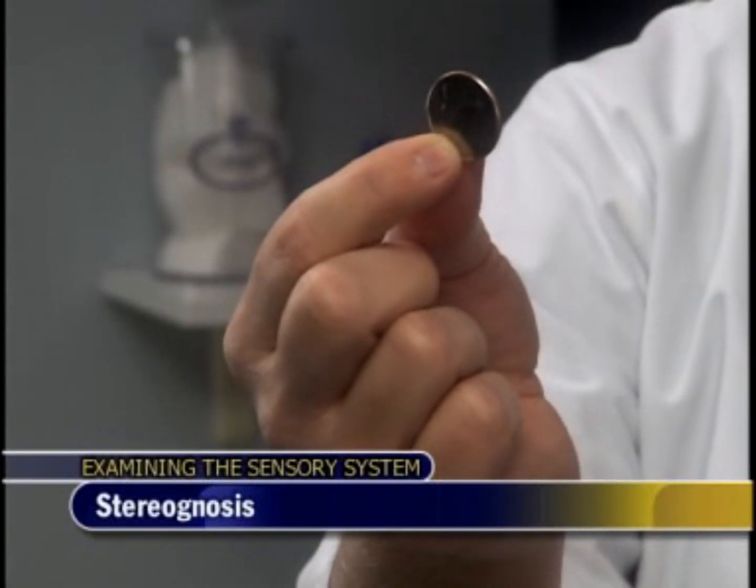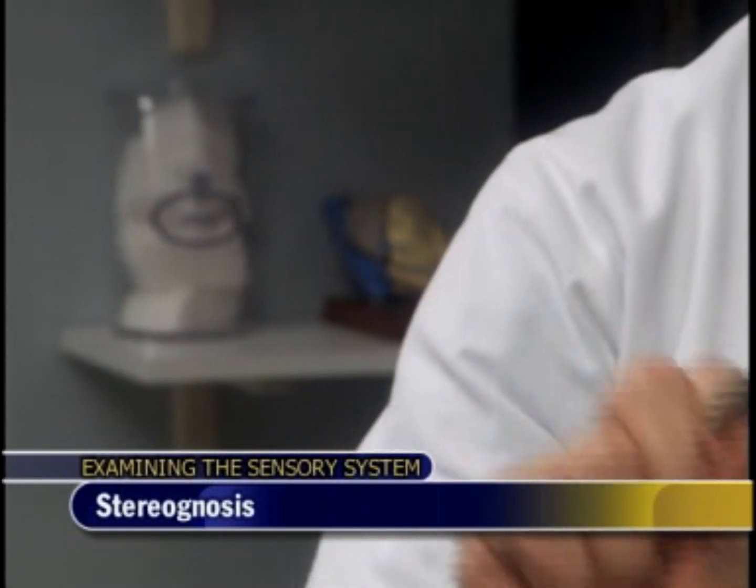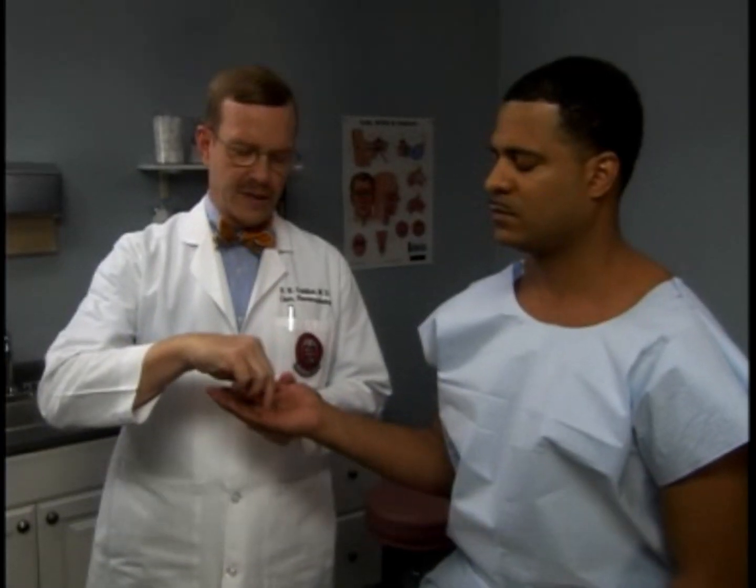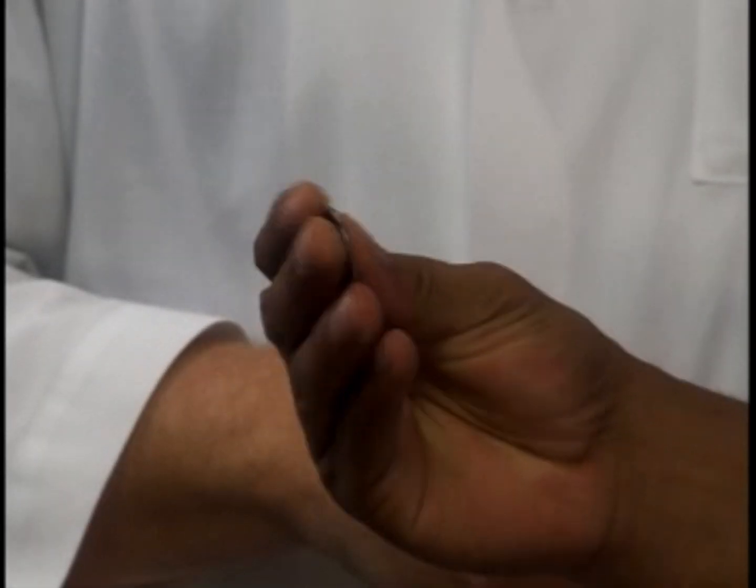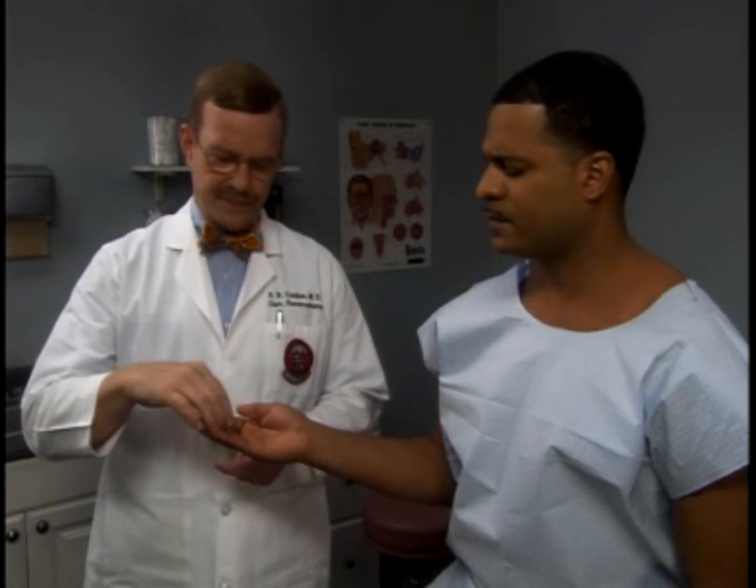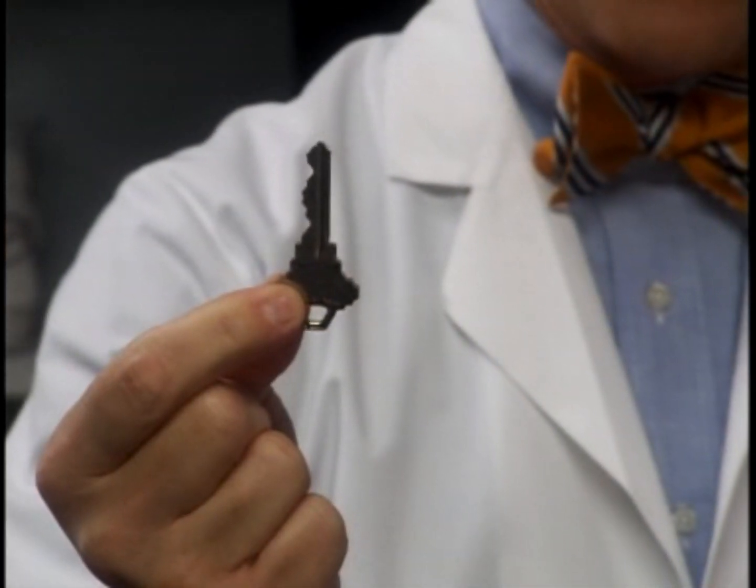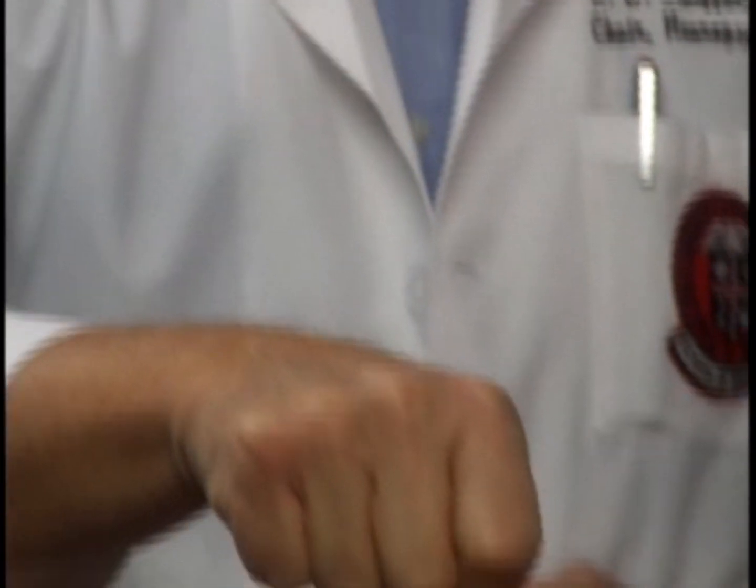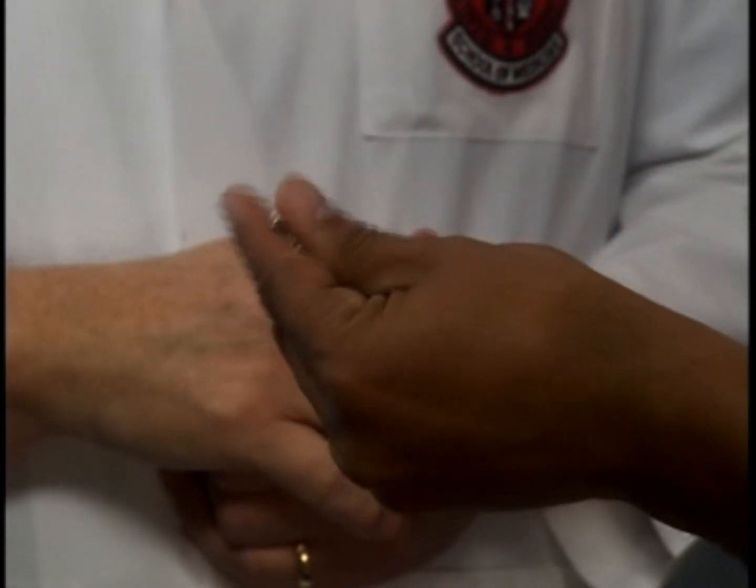To test stereognosis, place a familiar object in the patient's hand and ask him to identify it. Feel that object and try to identify it. It feels like a coin. Good. Repeat the procedure on the other hand using a different object. Feels like a key. Good. You can open your eyes now.